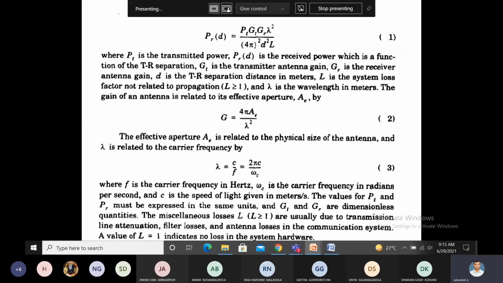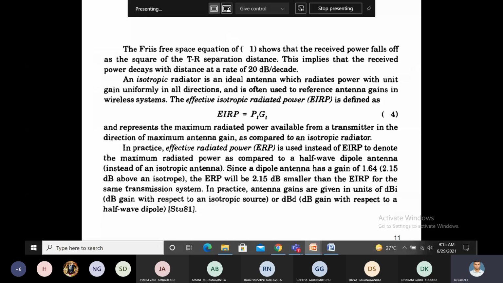In equation 1, L depends upon the losses. When L equals 1, there are no losses. Equation 1 is the free space equation. From this equation, the received power falls off as the separation increases.